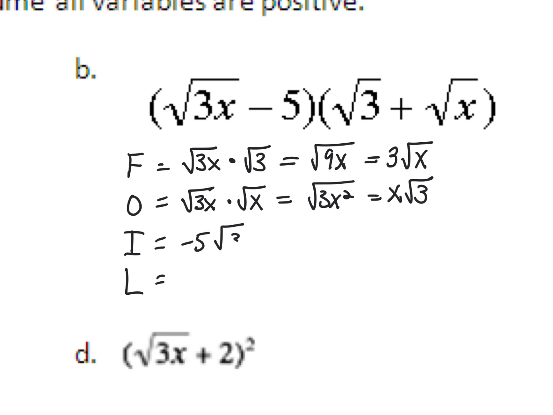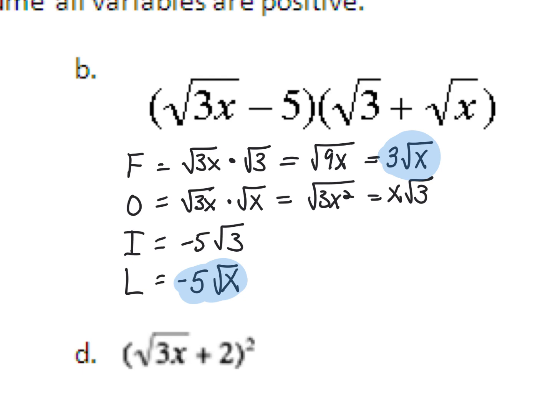That's just negative 5 root 3. And then your last is just negative 5 root x. So you're just kind of eyeballing your equal signs there. I actually only see 2 things that can combine. So I see a negative 5 root x here, and I see a 3 root x.